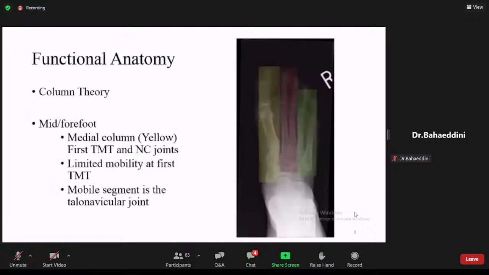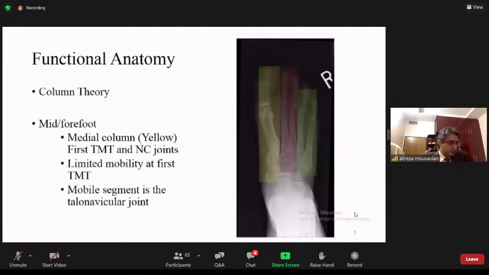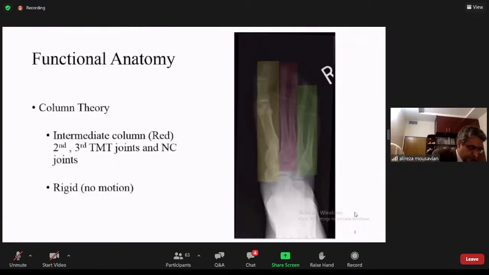Let's start with anatomy. Functional anatomy of the foot is really important in decision-making of how midfoot fractures should be treated. As we know, functionally, we can divide the midfoot and forefoot area into 3 columns: medial, intermediate, and lateral column, which are outlined with different colors in this picture. The medial column consists of first TMT and navicular-cuneiform joints. In this column, limited motion is available at the first TMT joint, and the mobile segment of this column is the talar-navicular joint.